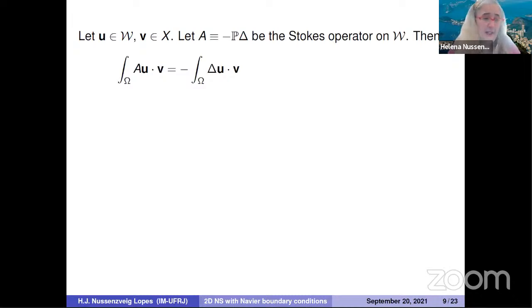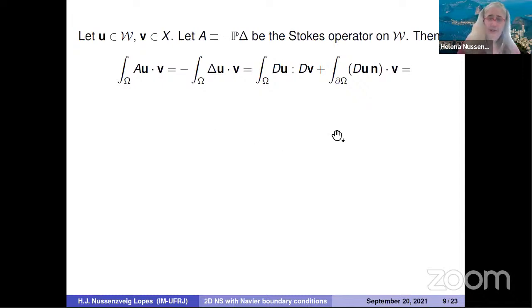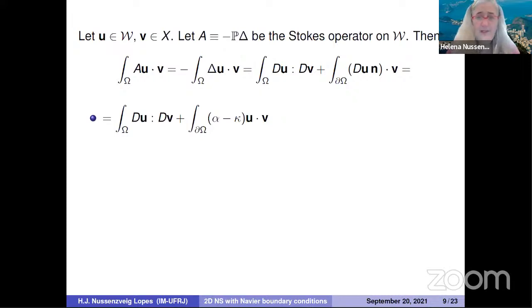identities. The integral of AU dot V, which is minus the integral of the Laplacian of U dot V, because the gradient term vanishes. And then you integrate by parts and you get the integral of dU double dot, the trace product with dV, plus the integral on the boundary of dU n dot V. Okay, so dU is the Jacobian matrix of U. And for this, here's where I need to have a trace of dU on the boundary. So this is where I need U to be in W, H2.